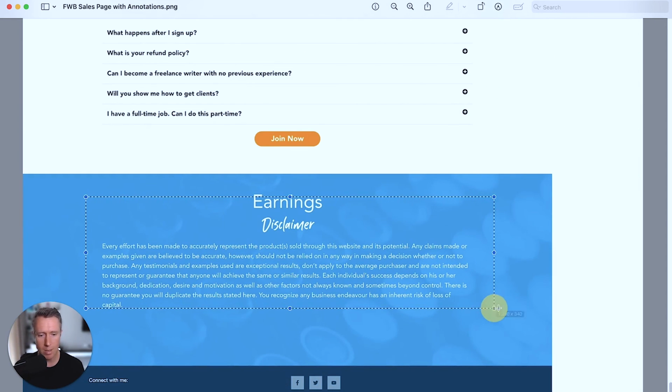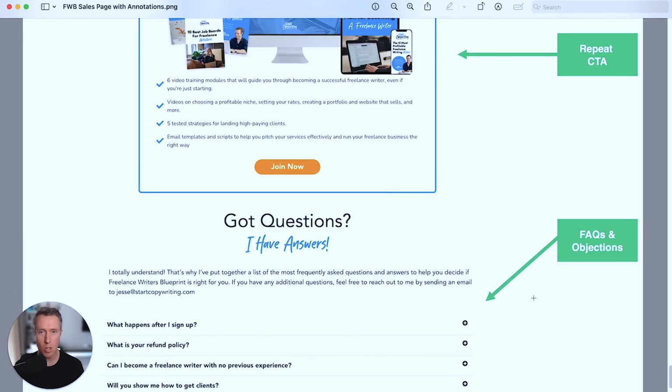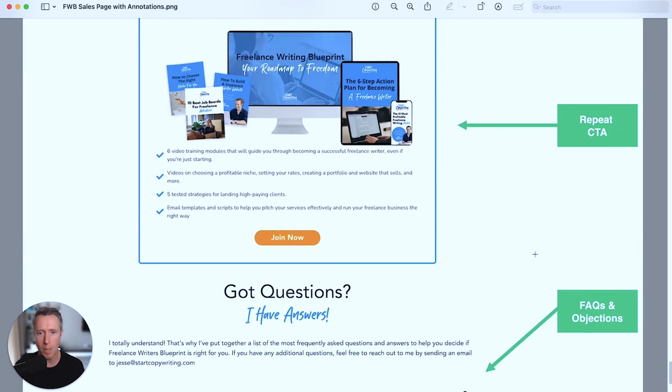An earnings disclaimer is important to say, hey, if you buy this, you won't automatically become a successful freelance writer. It takes time, it takes effort, it takes energy. Not everyone succeeds, and it's important to add from a legal standpoint.